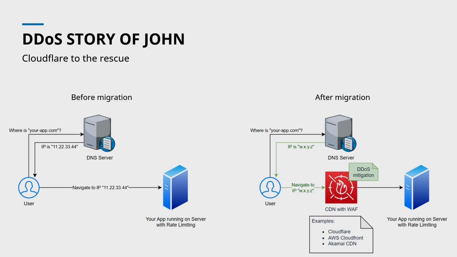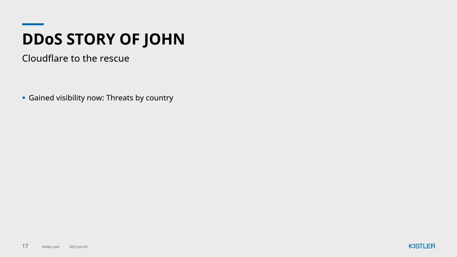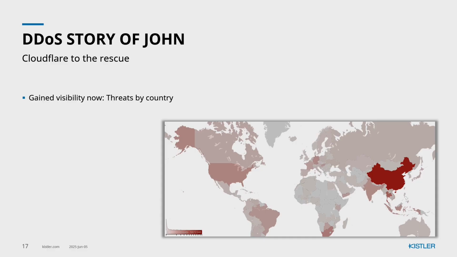It also contains a web application firewall, so it's possible to do deep packet inspection to have a look at what the request looks like. Then it can fend off the attack much better. And what he gained is also visibility. Where do these requests come from? What he found is that they come mostly from this single red country.